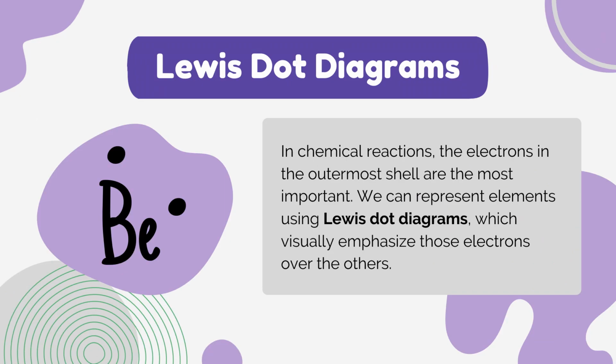Now Lewis dot diagrams. In chemical reactions, the electrons in the outermost shell are the most important. We can represent elements using Lewis dot diagrams, which visually emphasize those electrons over the others. Now here you can see how many dots? 2 dots. And this is about beryllium.